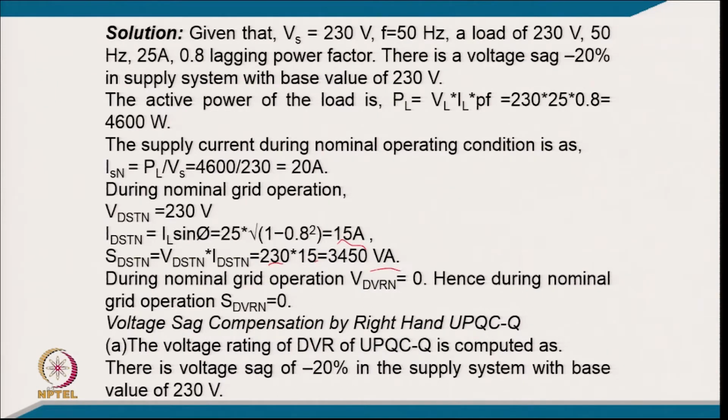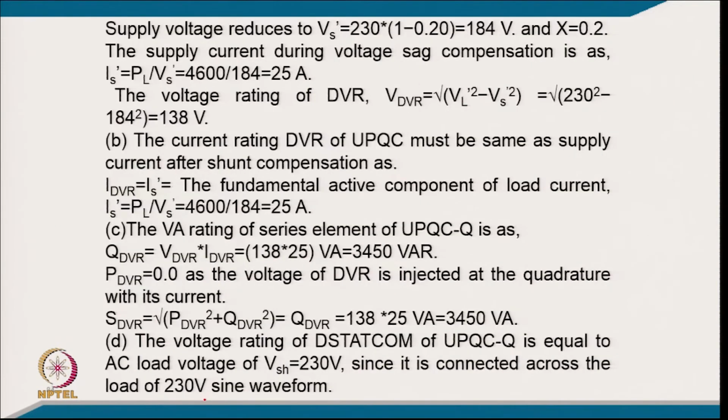During normal grid operation the VDVR is 0, but during voltage sag compensation, I mean during normal condition D STATCOM is supposed to work, but DVR is not supposed to because there is no voltage sag, but when voltage sag is there the DVR comes into action. So, the voltage rating of UPQC is computed, there is a voltage sag of -20% in the supply system with base of 230 volt, and the supply voltage reduces to 184 with 20% sag, and x is 0.2.